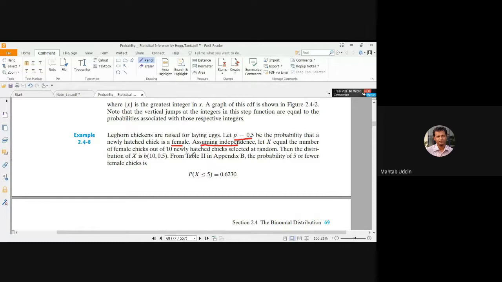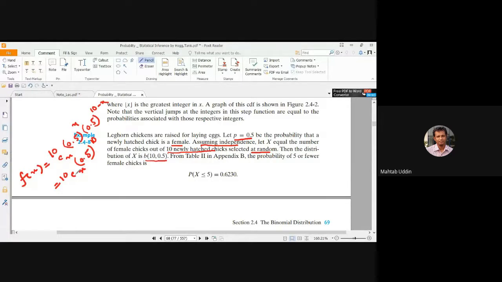Let x equal the number of female chicks out of 10 newly hatched chicks selected at random. The distribution is B(10, 0.5). That is 10 trials, 10 hatched chicks, with the probability of getting a female 0.5. That is, we can write f(x) is 10 C x, 0.5 to the power x, 0.5 to the power 10 minus x. That is 10 C x times 0.5 to the power 10.